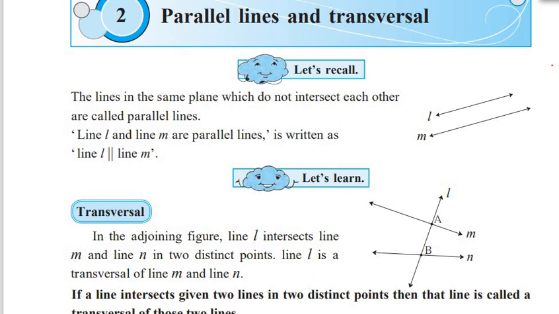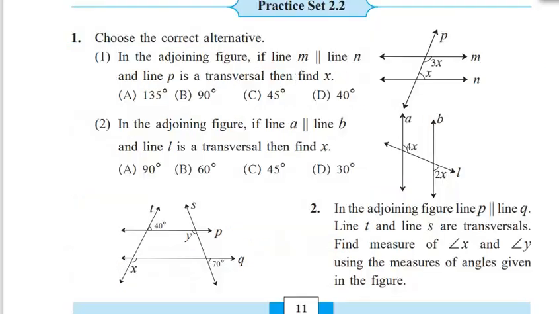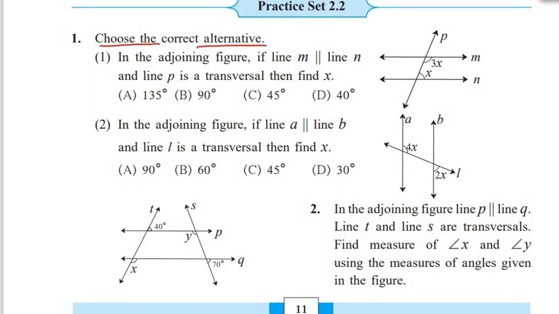Today's topic is parallel lines and transversal. Now see 2.2, question number 1: choose the correct alternative. In the adjoining figure, line m is parallel to line n, that is given, and line p is the transversal. Then find x. Very easy here.